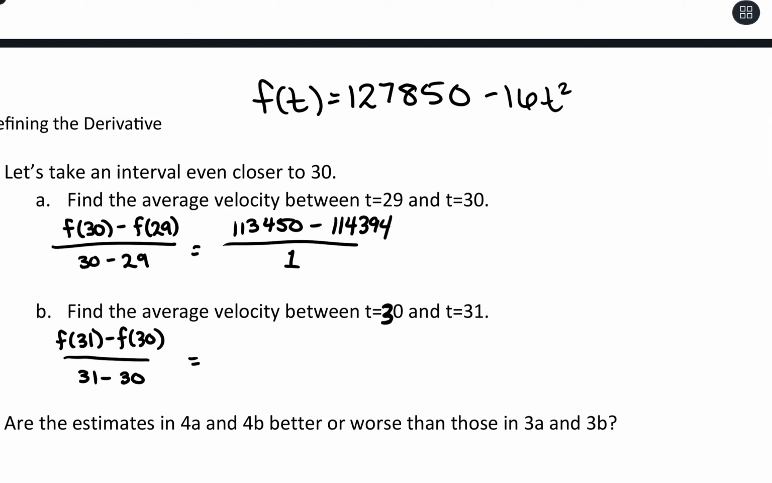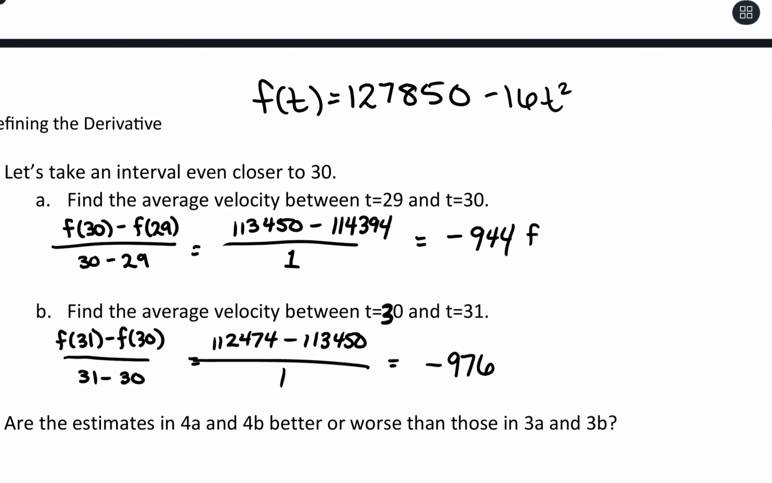So if we plug in 31, that'll be 112,474 minus that same 113,450. Okay, so we're going to have 113,450 minus 114,394, which is negative 944, and then 112,474 minus 113,450 for negative 976, and these are in feet per second.